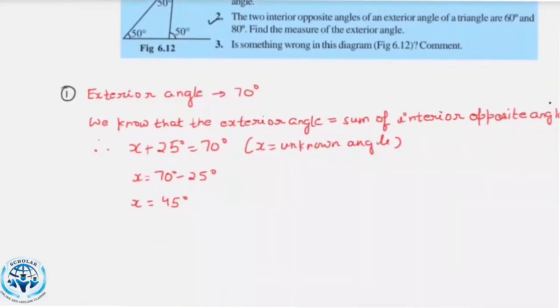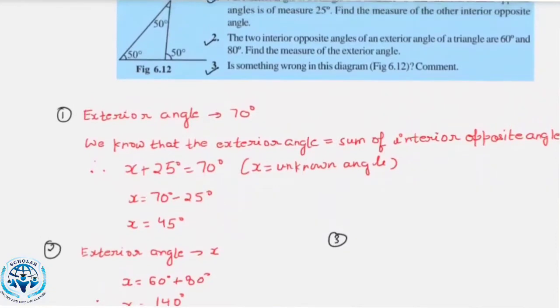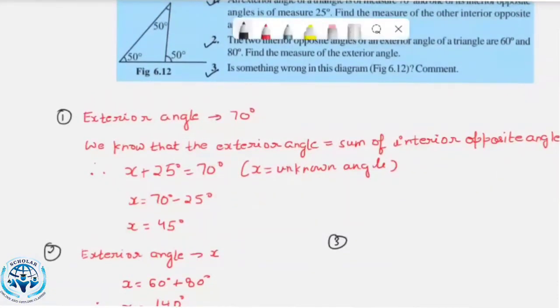The two interior opposite angles of an exterior angle of a triangle are 60 degree and 80 degree. Find the measure of the exterior angle. We know again that the exterior angle is the sum of interior opposite angles. So the measure of the exterior angle will be equal to 60 plus 80 is equal to 140 degree. Now, is something wrong in this diagram? Comment. What do you think? The exterior angle is not the sum of the interior opposite angles. This is wrong.